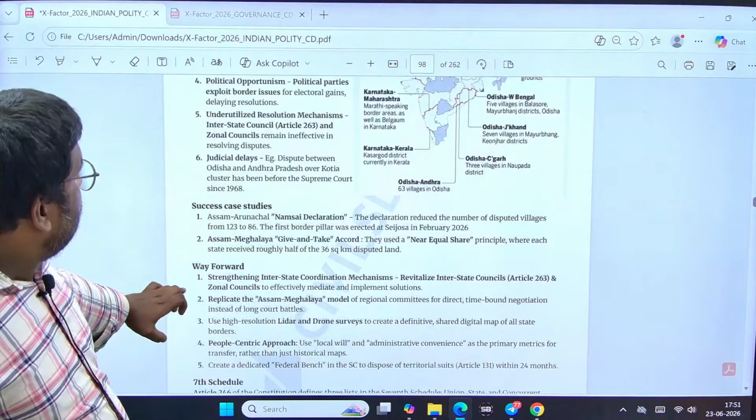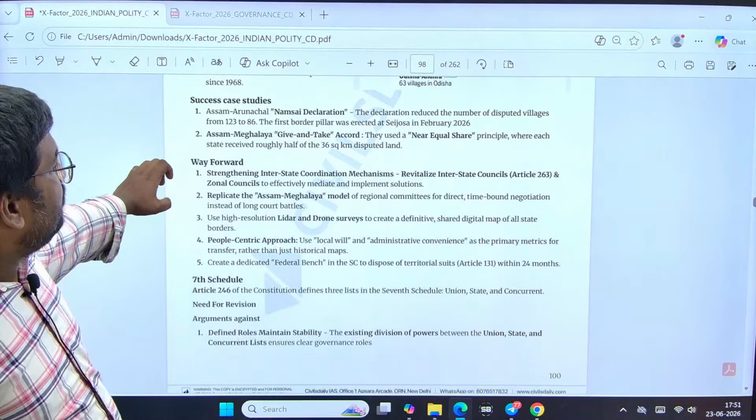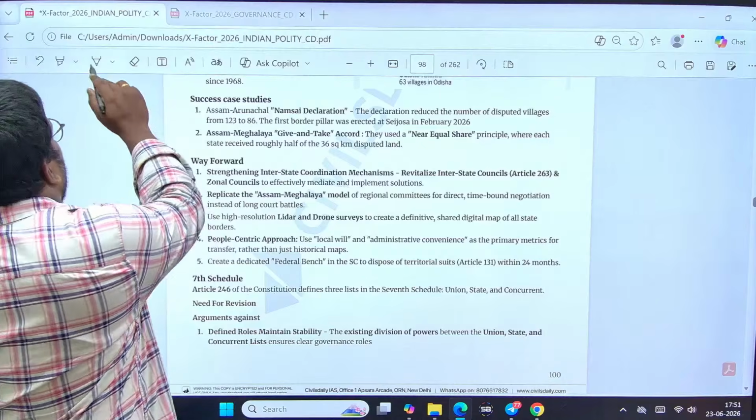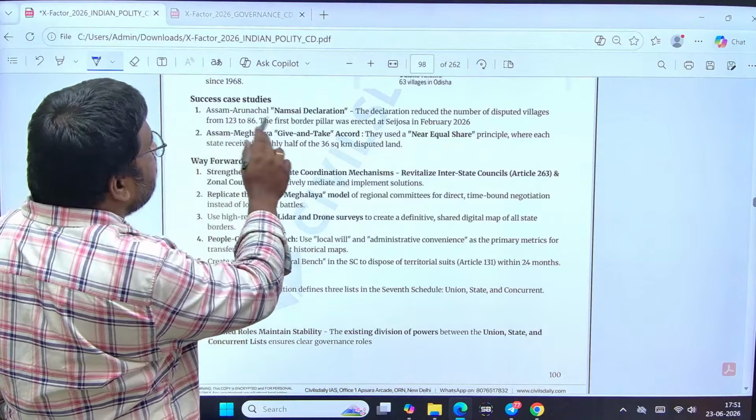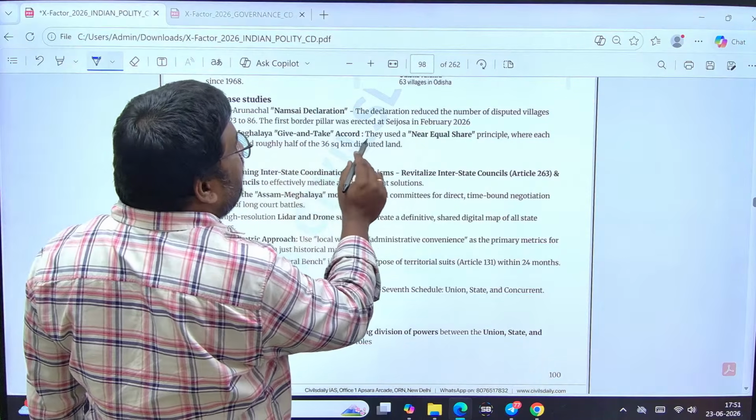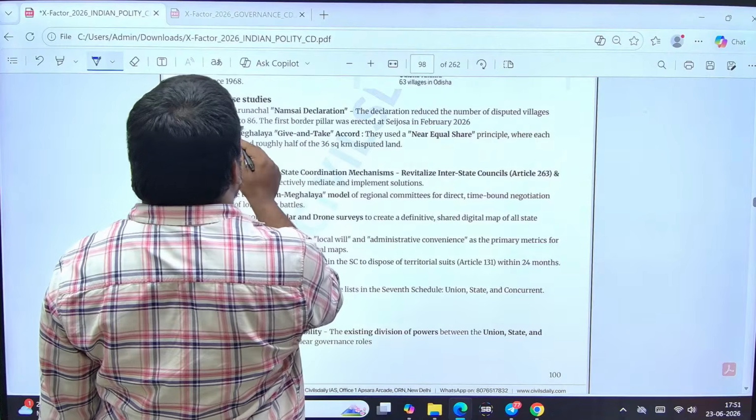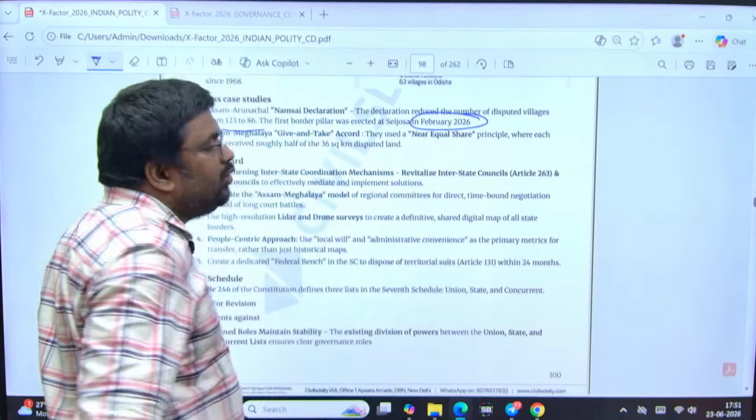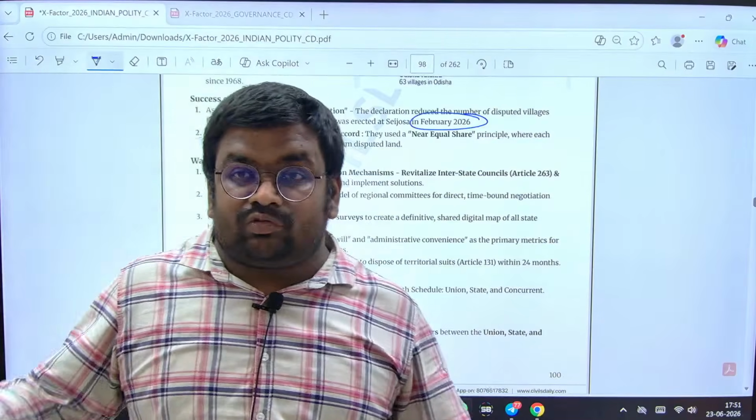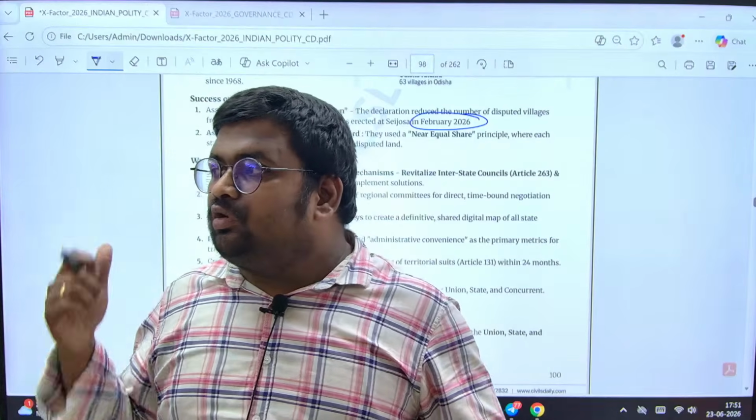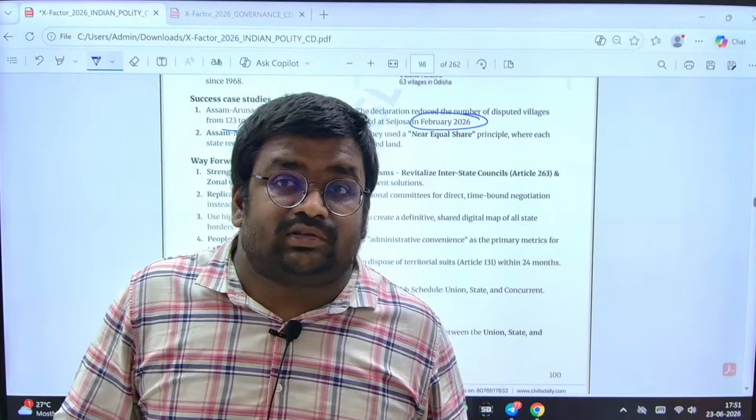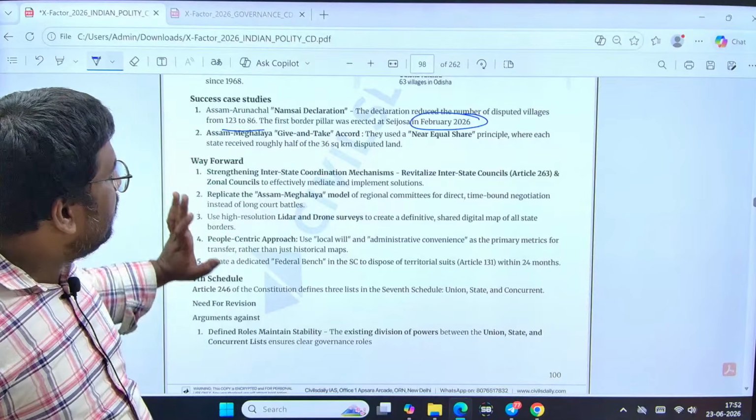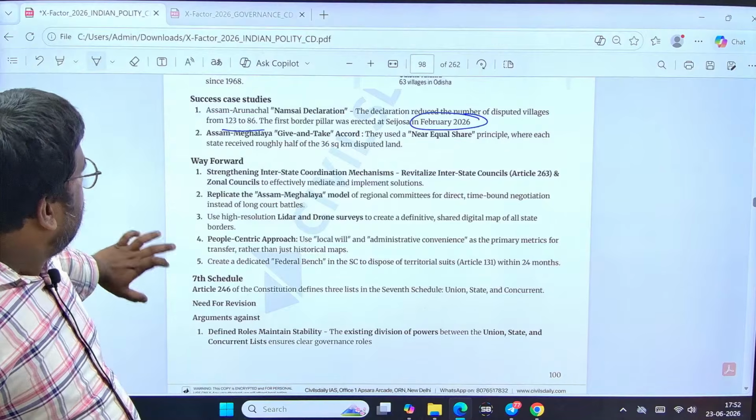Then successful case studies, अब ये हमने क्यों टॉपिक दिया है यहाँ पे कवर किया है, because Assam Arunachal Namsai Declaration reduced number of disputed villages from 123 to 86 and this was done in February 2026. So this was in news. So based upon this context you can get a question this year, right? तो वो आपको यहीं पे बस कवर मिलेगा, ठीक है?